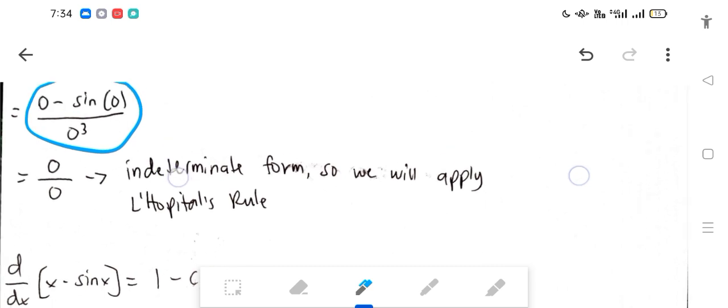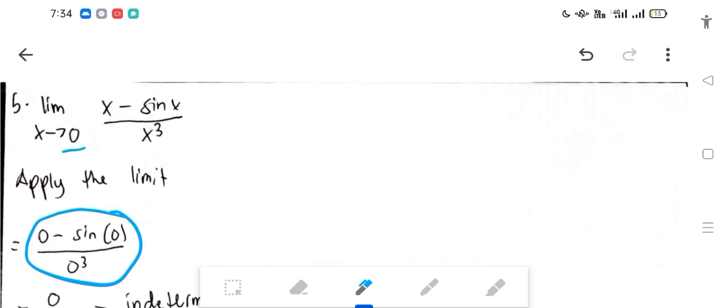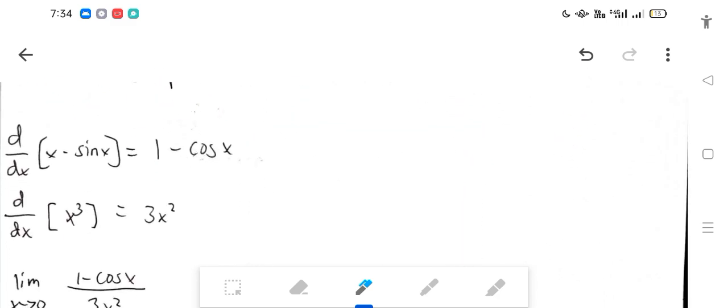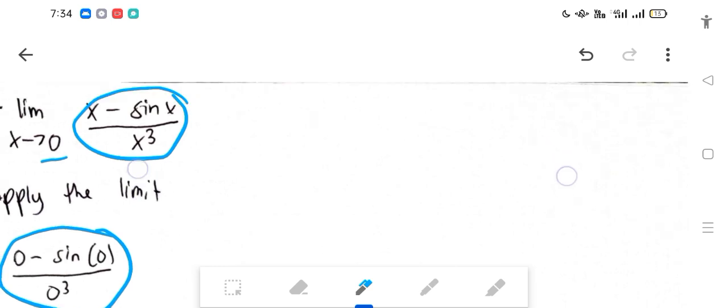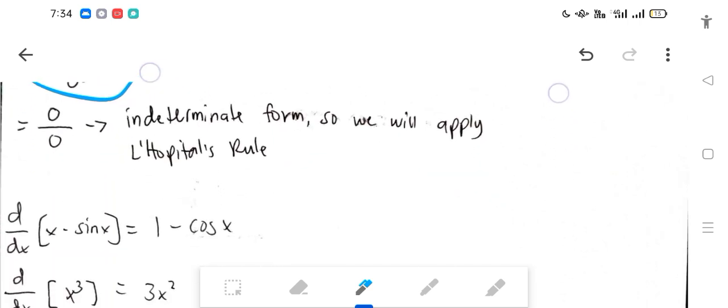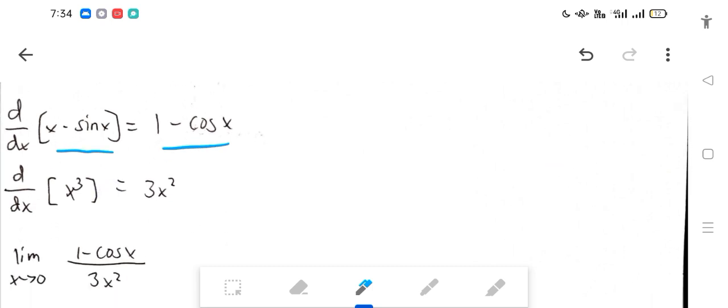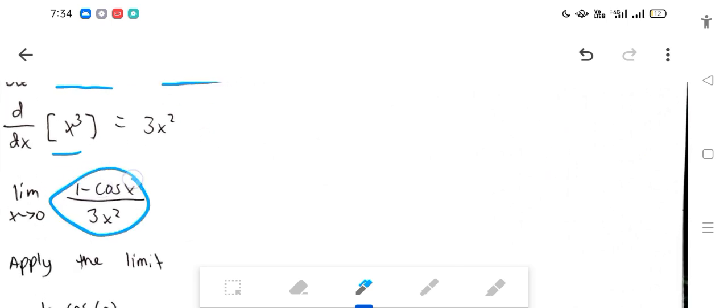Applying L'Hopital's rule means that we're going to find the first derivative of this function. So now the first derivative of the numerator, which is x minus sine x, is 1 minus cosine x. And the derivative of the denominator, which is x cubed, is equal to 3x squared. So now we have this function.